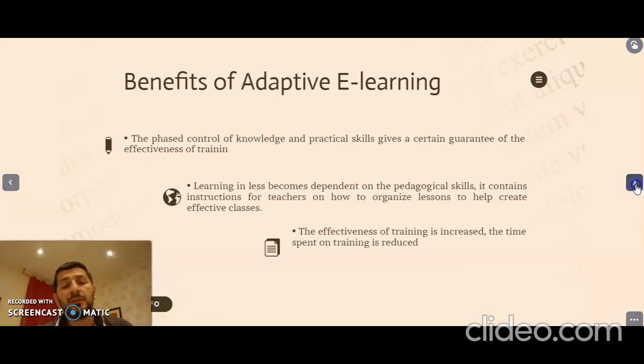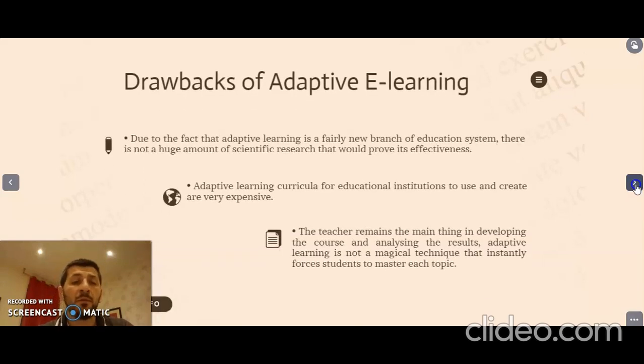Learning becomes less dependent on the pedagogical skills of the teacher. It contains instructions for teachers on how to organize lessons to help create effective classes. The effectiveness of training is increased, and the time spent on training is reduced. We continue with the drawbacks of adaptive learning.